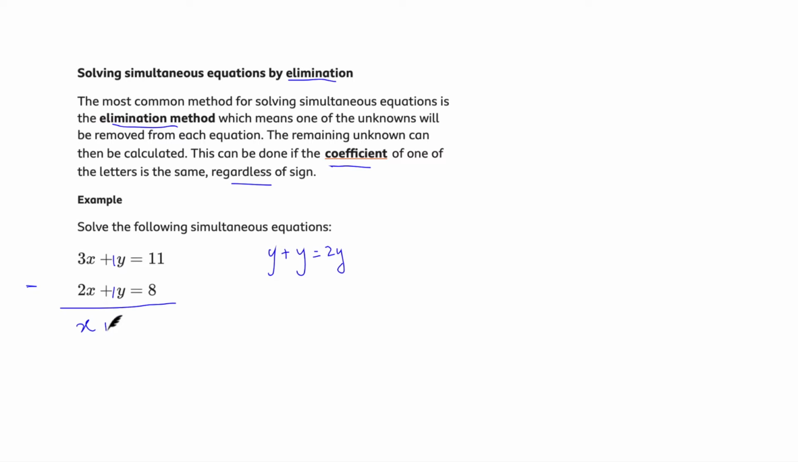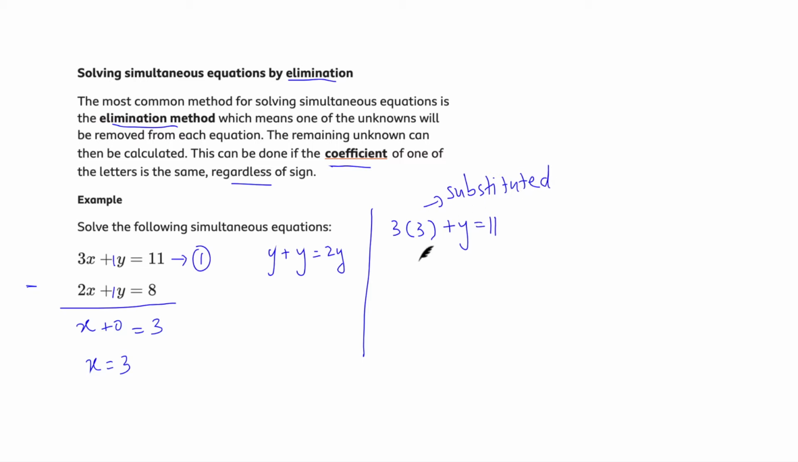So plus 0, y minus y is like nothing is left, equals 11 minus 8, we have 3. There you go. We have our x, which is equal to 3. Then you substitute this x into one of these equations and we will get our y. For example, if I substitute x into the first equation, what do I get? 3 into 3 plus y equals 11. This is basically substitution. I substituted the x value into the first equation. So I have 9 plus y equals 11 and y equals 11 minus 9, 2. So this is basically elimination.